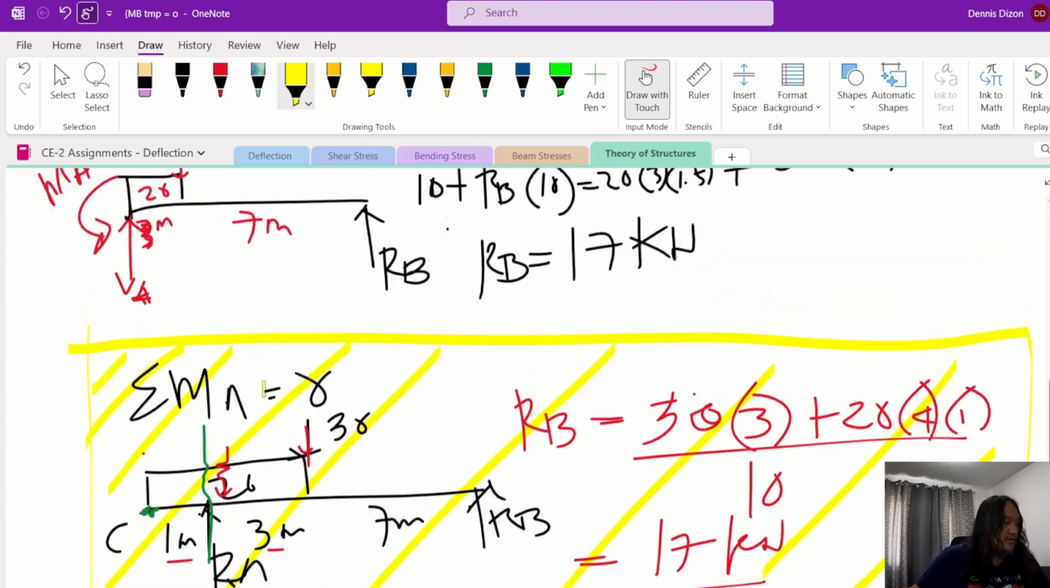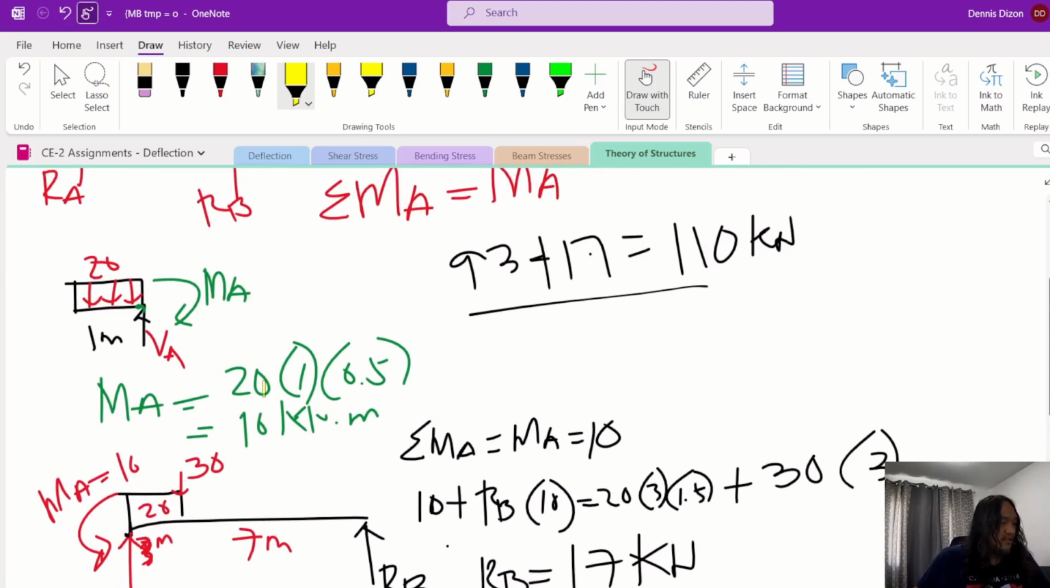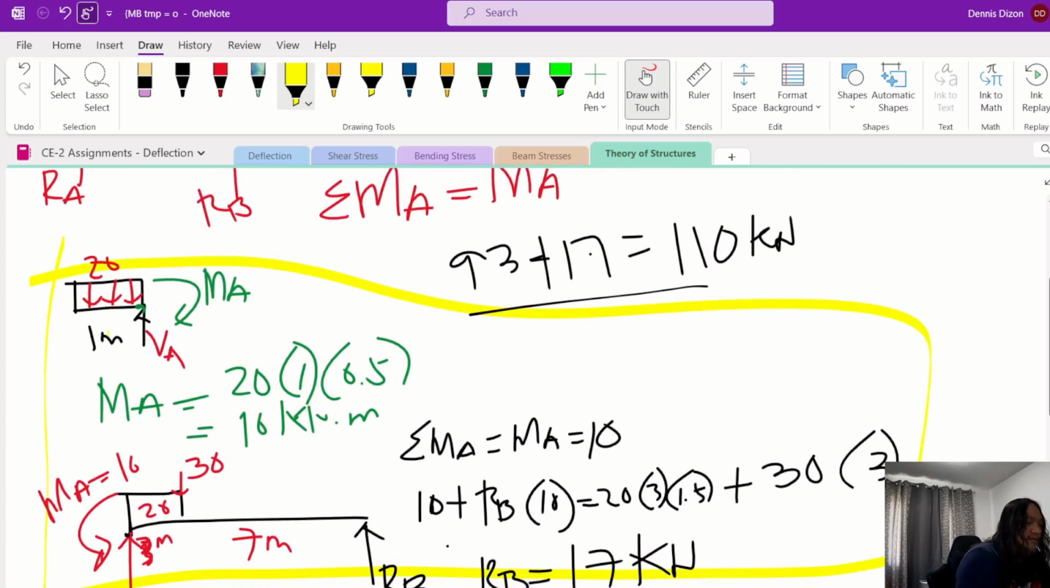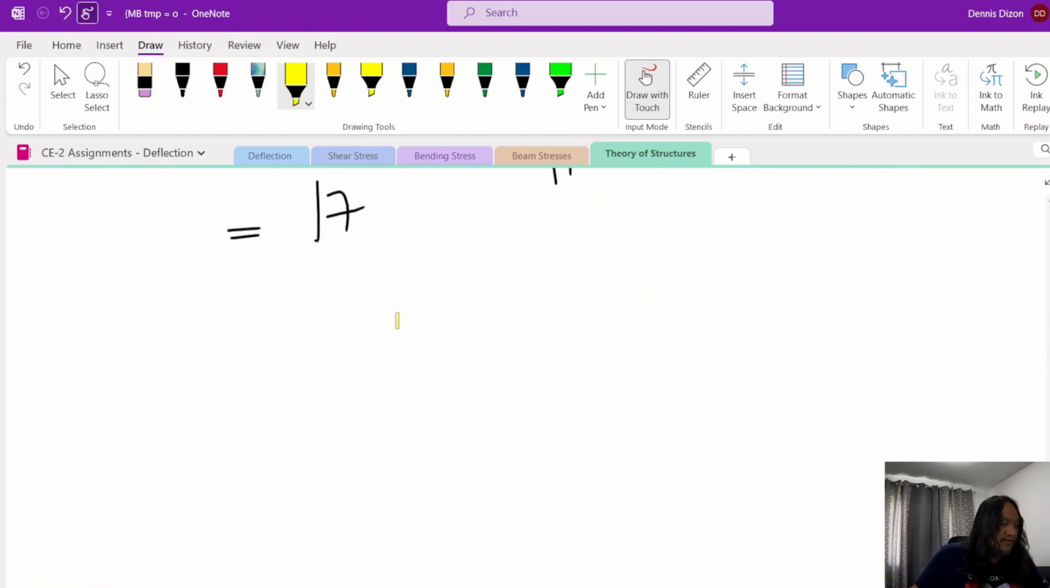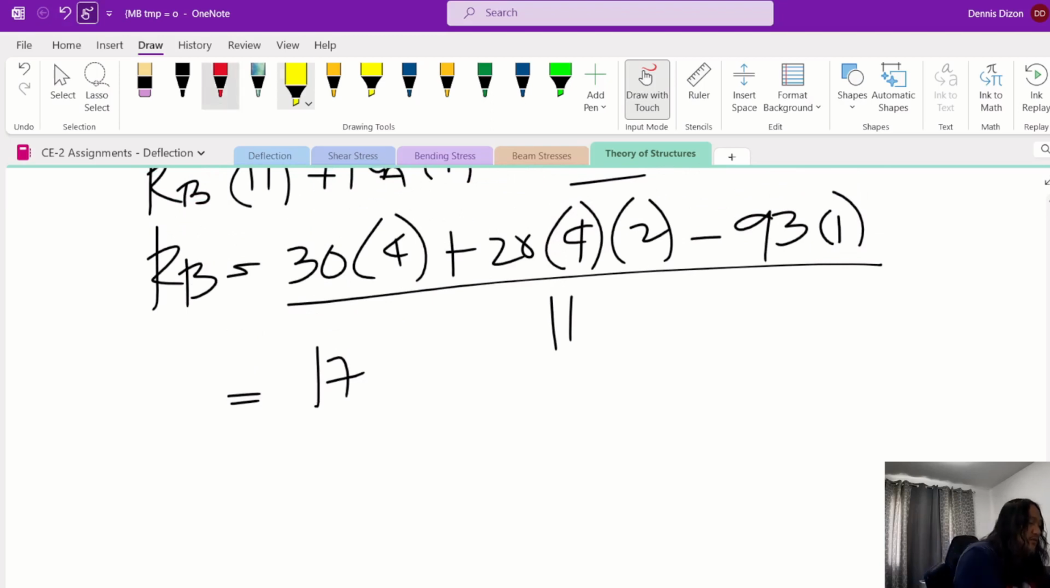So the solution here, the first one that I did, this is called the method of sections. You cut a section, as long as you draw the correct free body diagram, that should be fine. So we have reaction at A equal to 93 kilonewton, then reaction at B equal to 17 kilonewton.